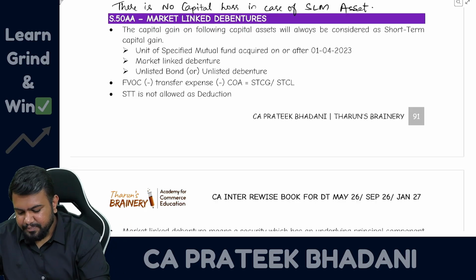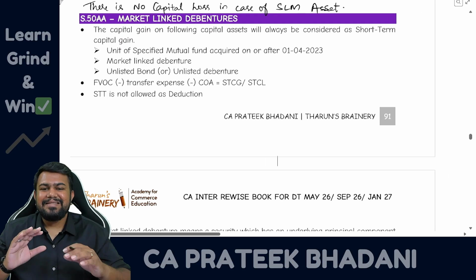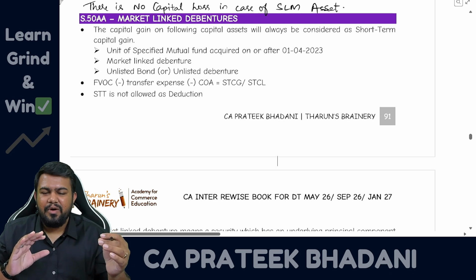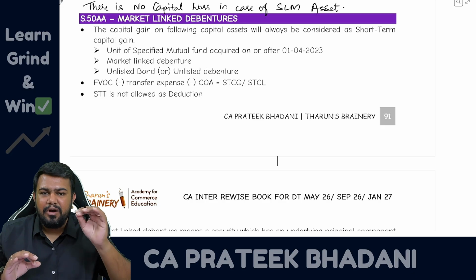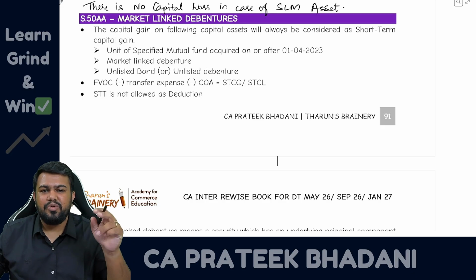So what did I say? Whenever the assessee is selling the units of the mutual fund, and if it becomes long term, then the income will be taxed at the long-term capital gain rate of tax, which is 12.5%.